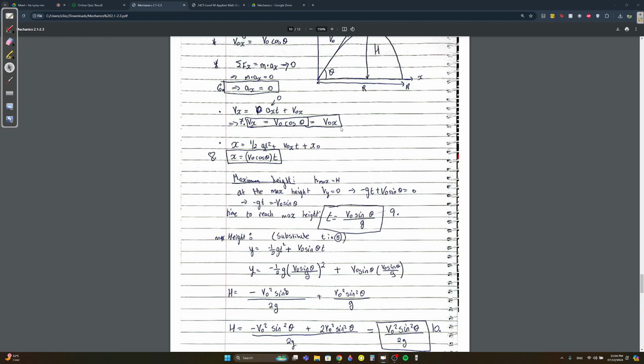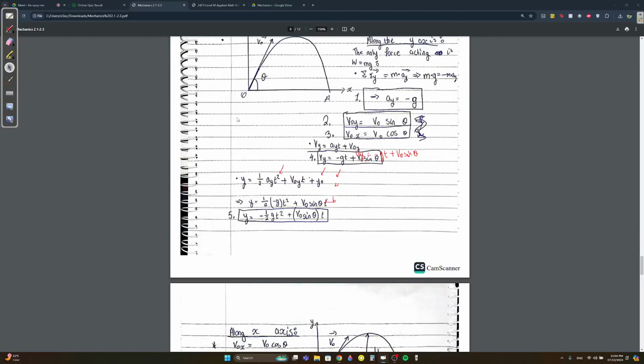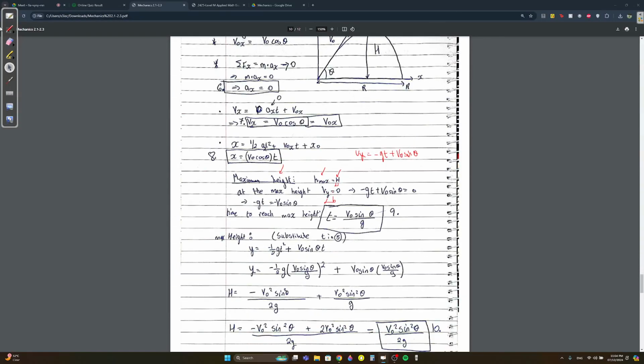Now it's a bit easier. At the maximum height, we want the formula to find the maximum height. H max we denote by capital H. At the maximum height, you should know that Vy is equal to 0. What's the expression for Vy? We know that Vy is equal to minus gt plus v naught sine theta. It was formula number 4, I think. If you don't understand how I got it, go back and see what I did for formula 4.